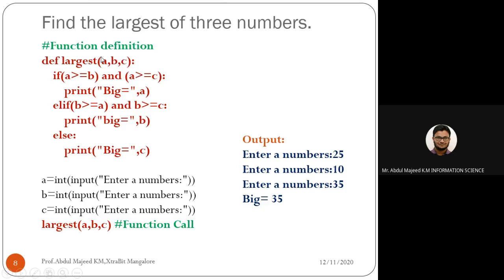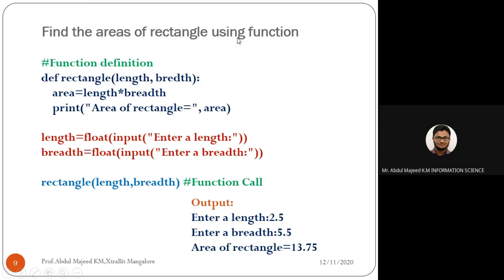Control goes to this function and a becomes 25, b becomes 10 and c becomes 35. Now it will check whether 25 is greater than or equal to 10. Yes, but is 25 greater than or equal to 35? No. So the control goes to the elif statement. It will check whether 10 is greater than or equal to 25. No. So it will execute the else part and say big = c. So we get big = 35. Clear? Then find the area of rectangle using function.